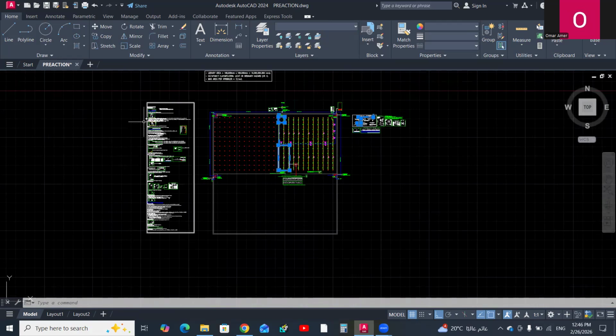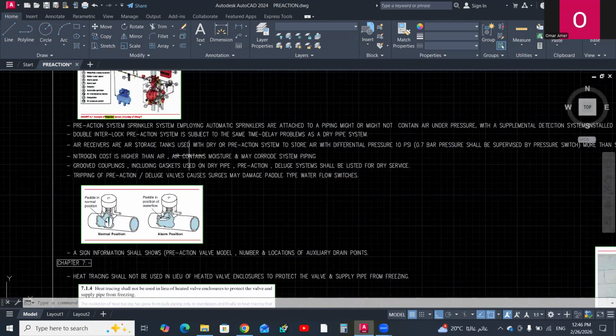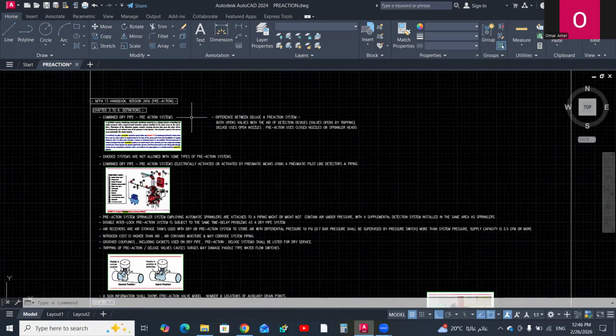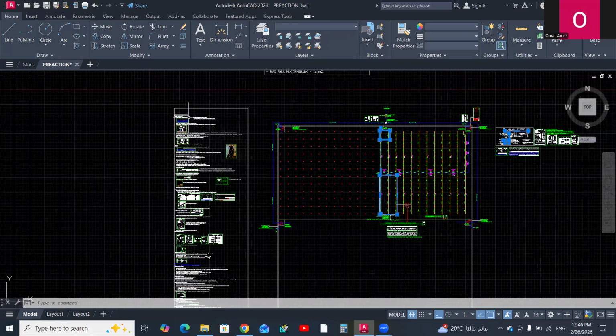I summarized here all the important notes and points from NFPA 13 regarding the pre-action system in normal occupancy buildings or in storage warehouses.